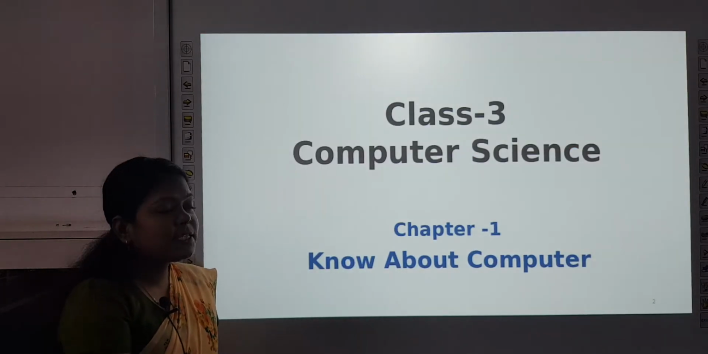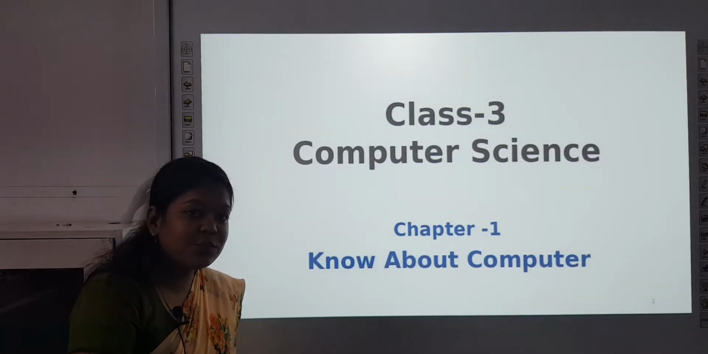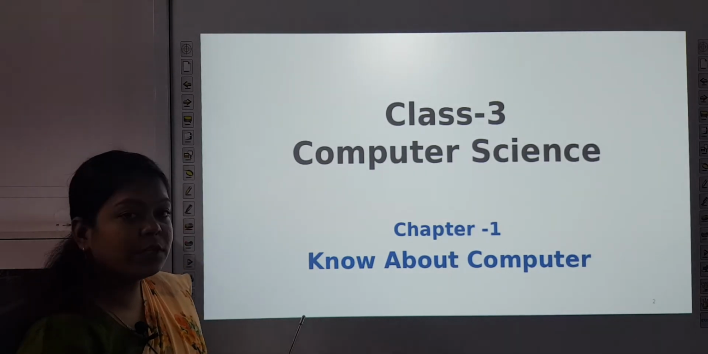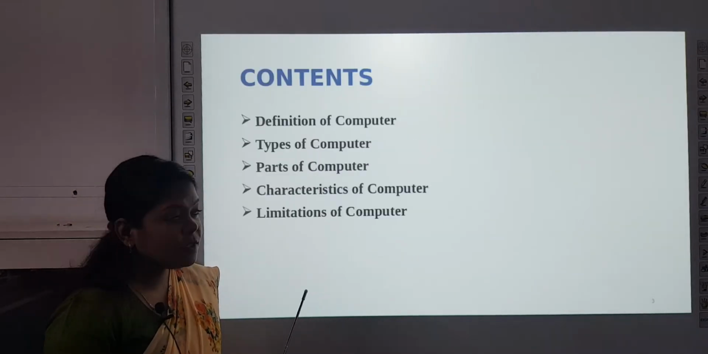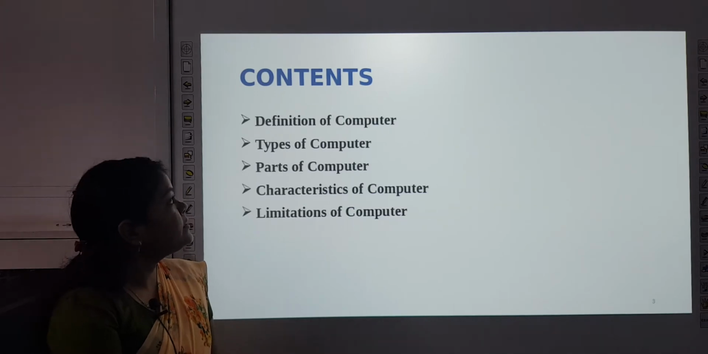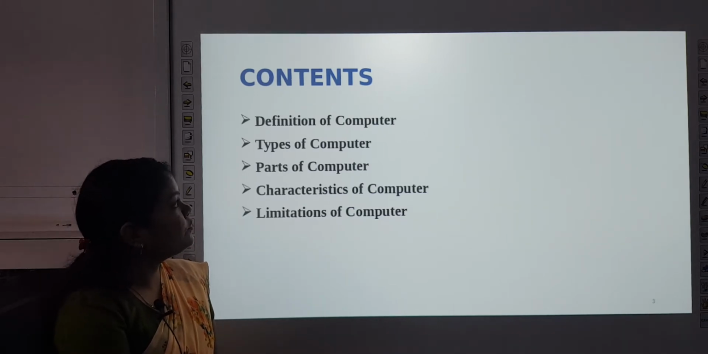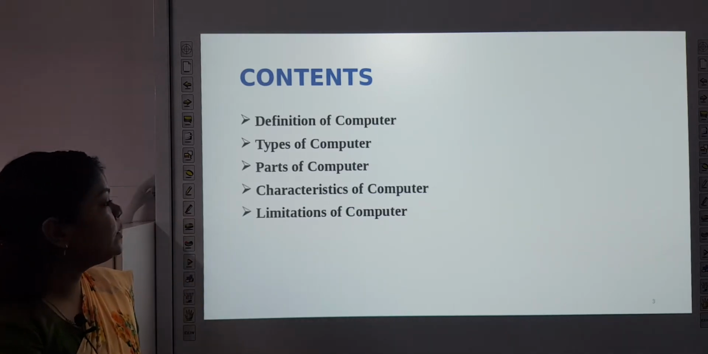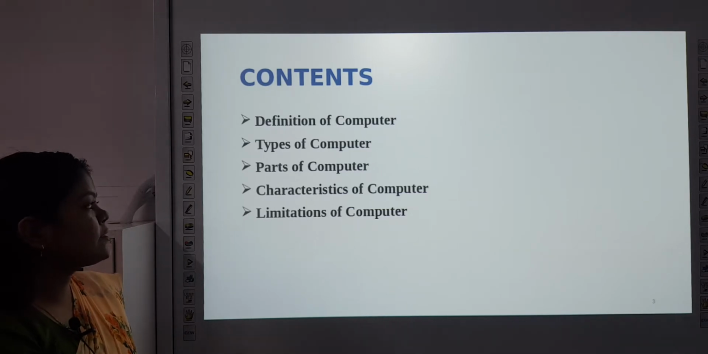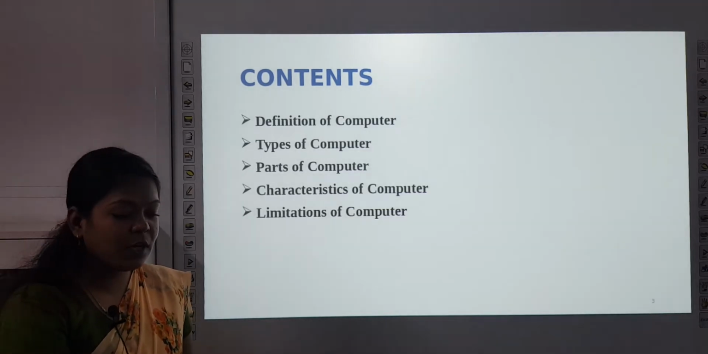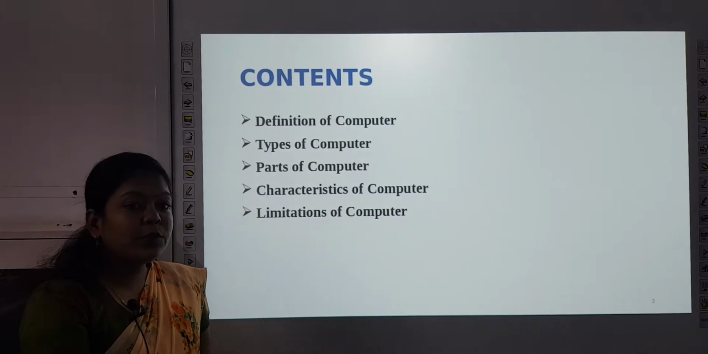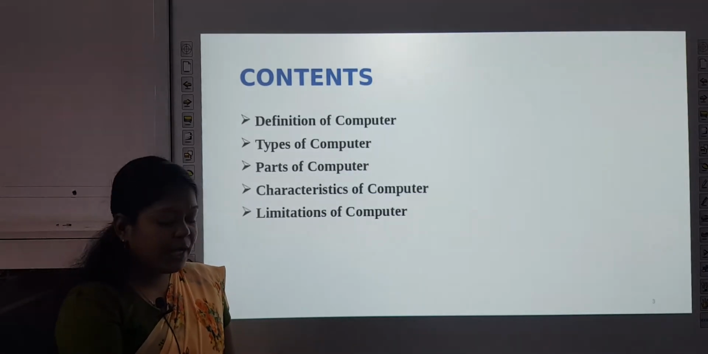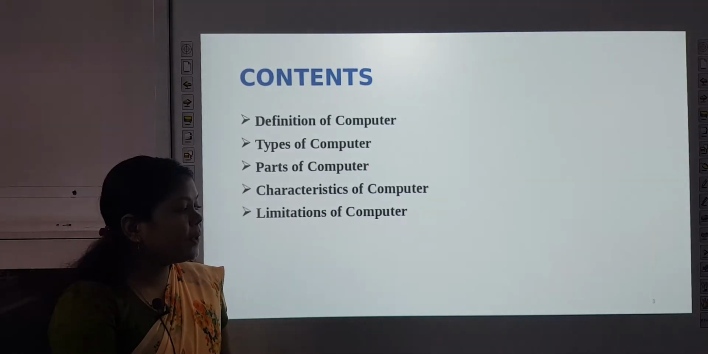Today we are discussing class 3rd Computer Science chapter number 1, Know About Computer. So these are the contents of this chapter: definition of computer, types of computer, parts of computers, characteristics of computer and limitation of computer. So all of you have to open your computer science book and open page number 7.